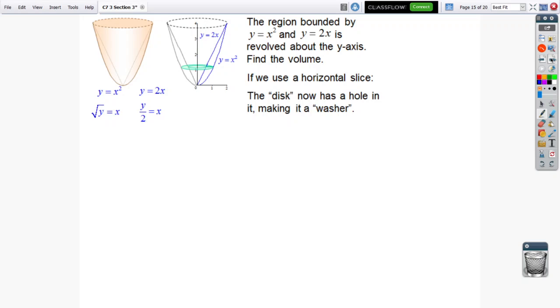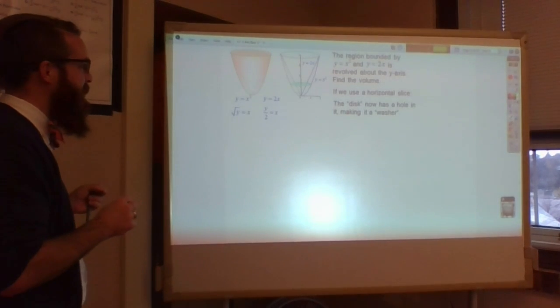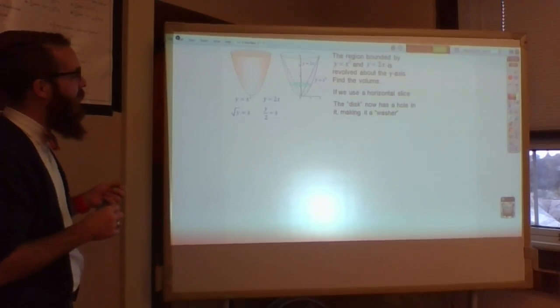Here's another common problem that comes up. We have a region bounded by 2 functions rotated around an axis, and when we rotate an area bounded by 2 functions around an axis, we actually end up with some sort of 3-dimensional figure with a hole in the center of it. Now this one in the past has been difficult for people to envision.